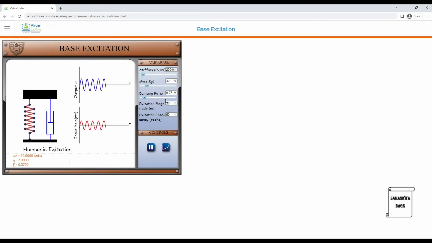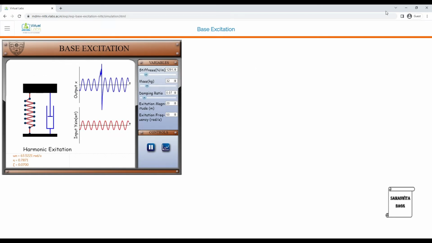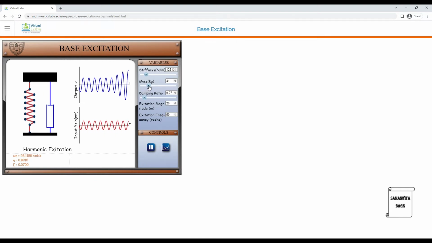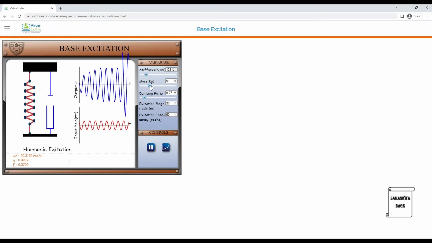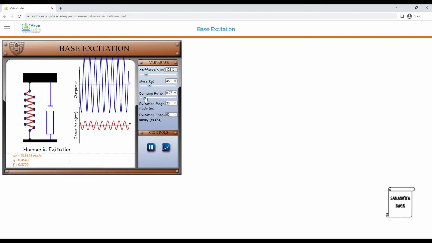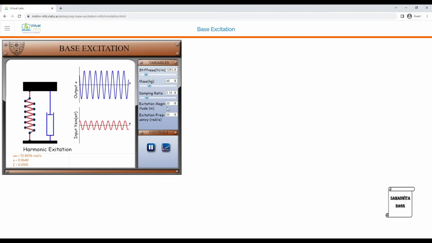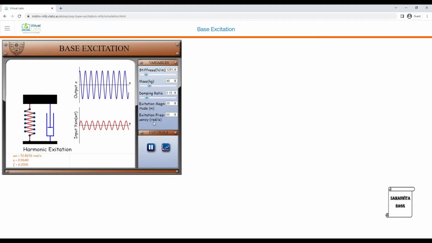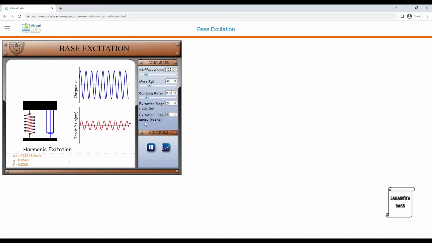So we will go to the simulation tab. Here you can see the stiffness is what I'm going to set. Also, I'll change the mass to say 48 kg. The damping ratio initially has to be less than 0.35 as we know. So let me set it to 0.15. The excitation magnitude is 20, that's okay. And excitation frequency is 50 radians per second. If you want, you can change this.